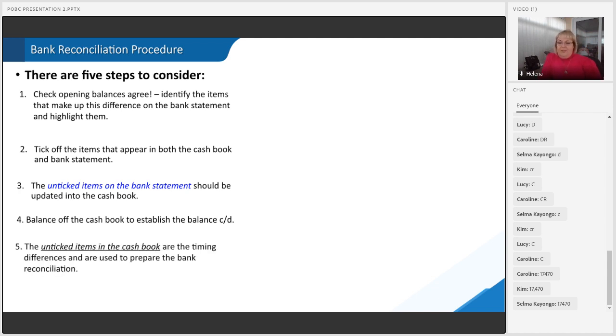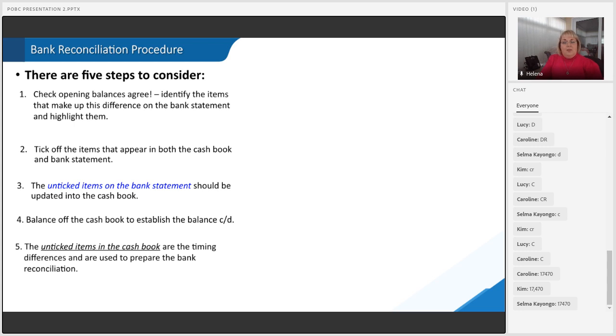And step 5 is to deal with the unticked items that are in the cash book. These unticked items will be what we talk about in terms of timing differences. So these will be items that are in our cash book but have not yet cleared the bank, and they're creating the difference between our cash book balance and our bank statement balance. And as I've said repeatedly, guys, today we're not going to get rid of this balance, but we need to understand it and we need to make sure we're comfortable with it.